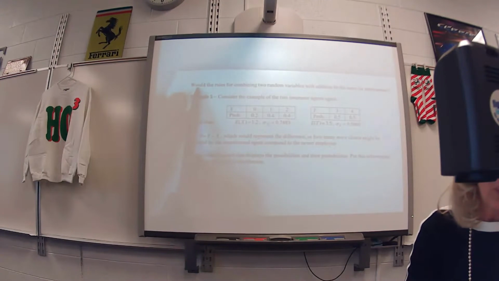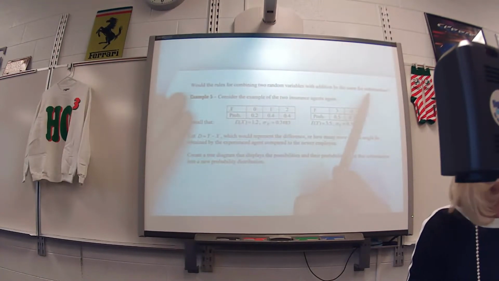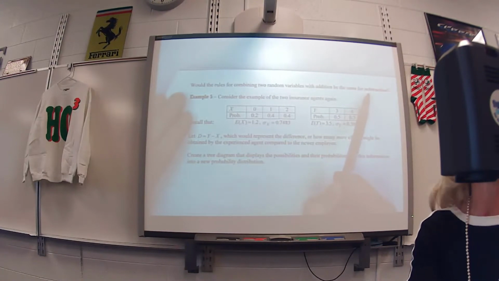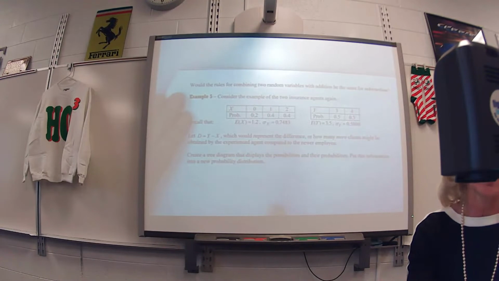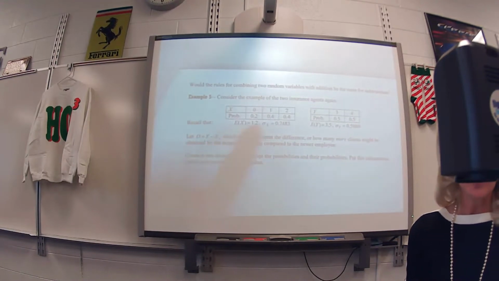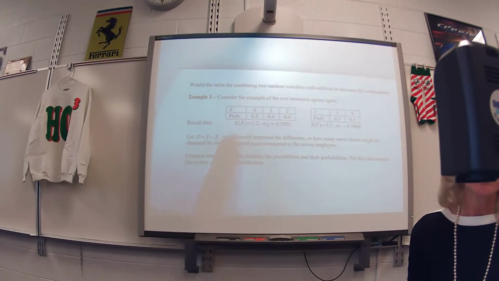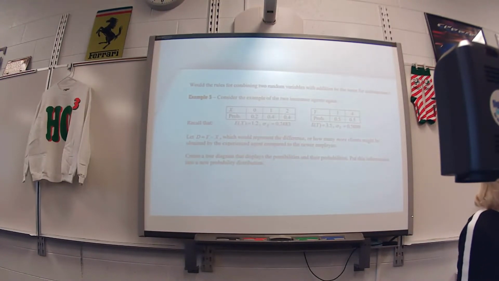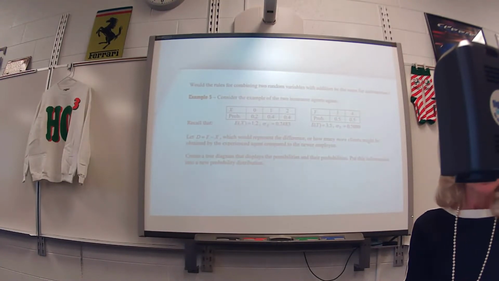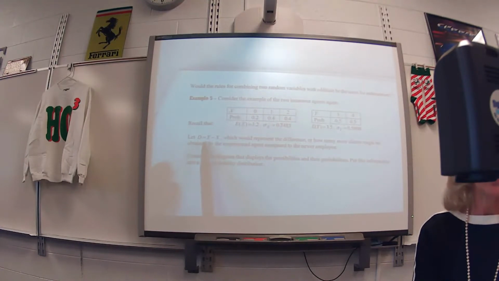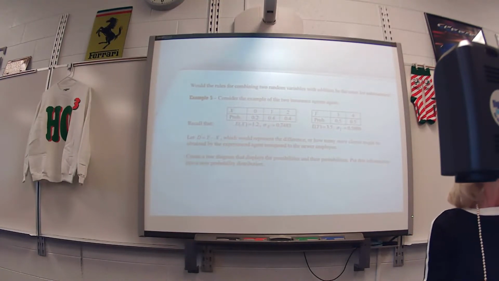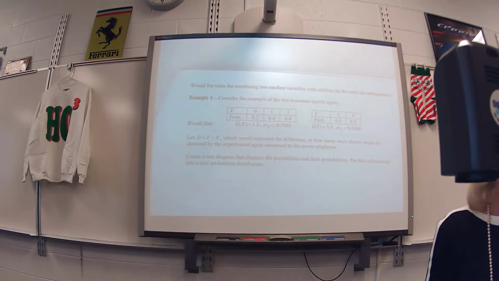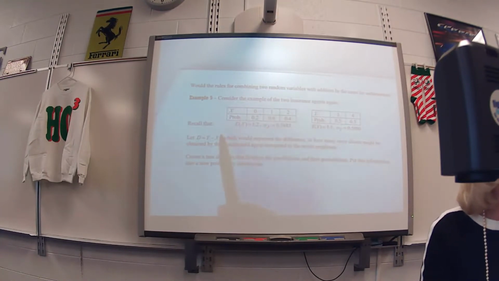So what we're going to test here, now that we have these rules for adding random variables, we're going to see if the same rules apply for subtracting. You've got to double check. Okay. All right. So I have the insurance agents again. But this time, instead of adding them together, now we're trying to figure out the difference between the two. In other words, how many more clients does the old guy pull in compared to the new guy?